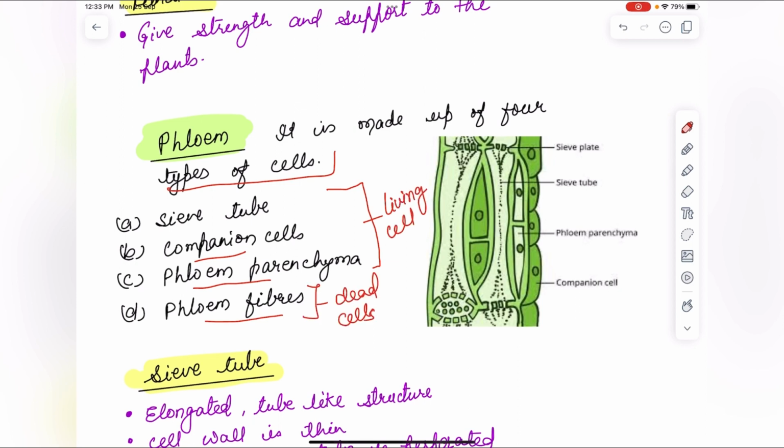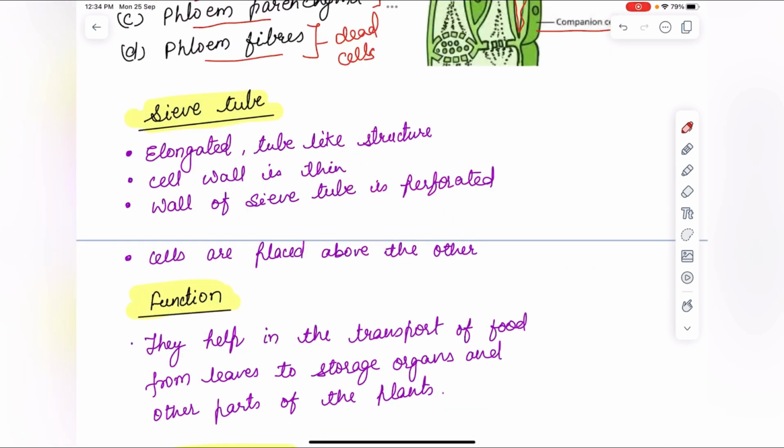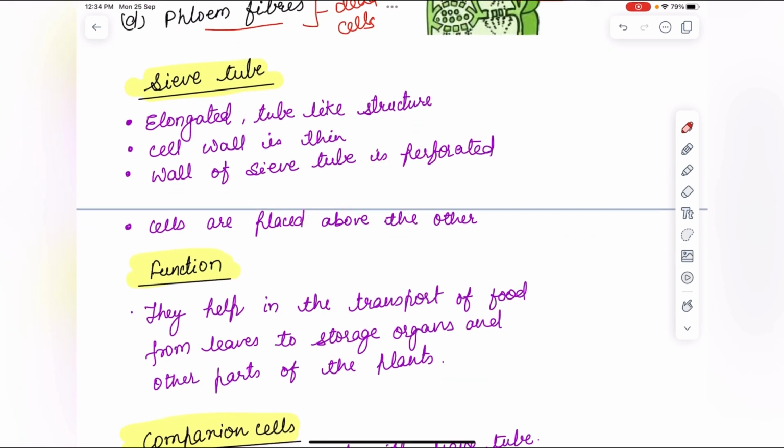So we'll start with the sieve tube. Here we'll see this is the sieve plate. This is the sieve tube. This is phloem parenchyma and this is the companion cell. The structure of the sieve tube will be like this. This is an elongated, tube-like structure.